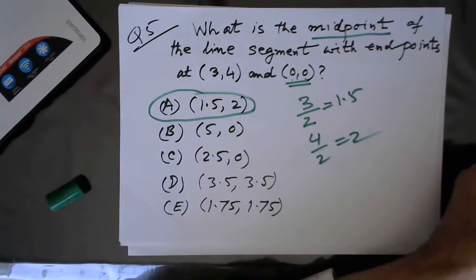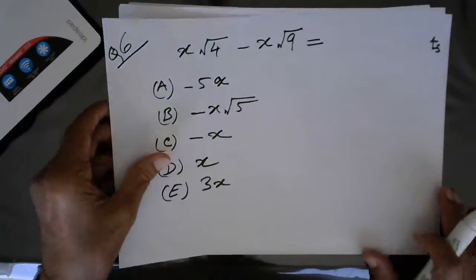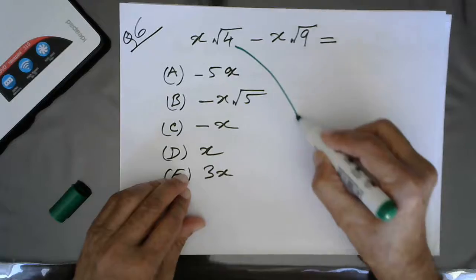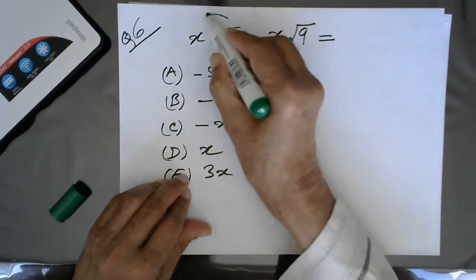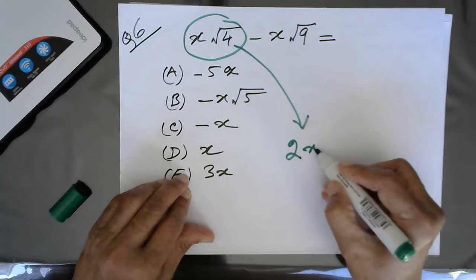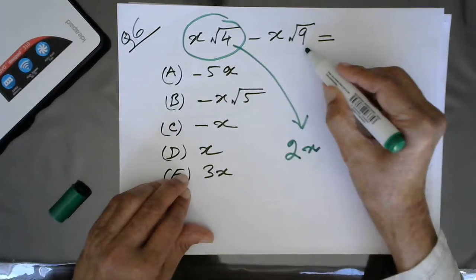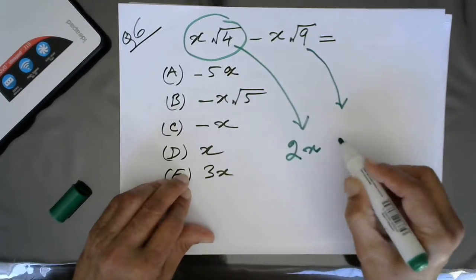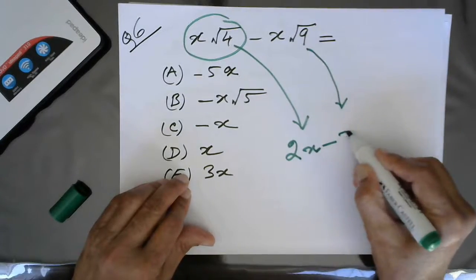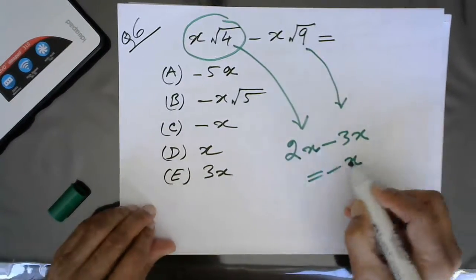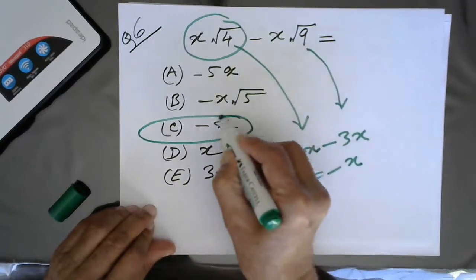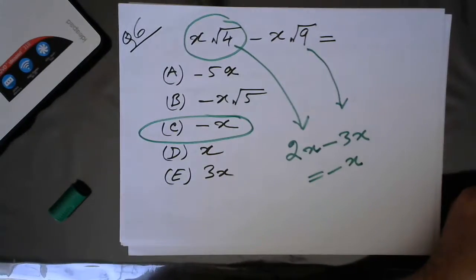Okay. Let us move on to question number 6. Square root of 4 is 2. So here you get 2x. And the square root of 9 is 3. There's a minus sign here, so you will get 3x, and the result is negative x. Therefore, C is the answer. Let us move on to number 7.